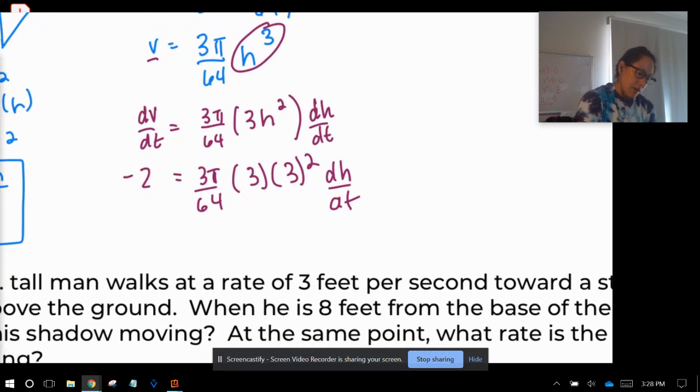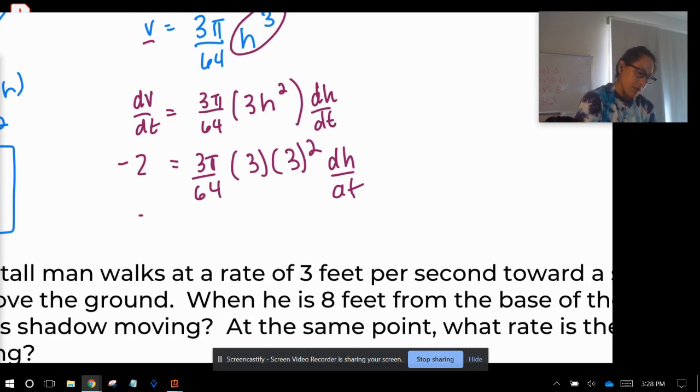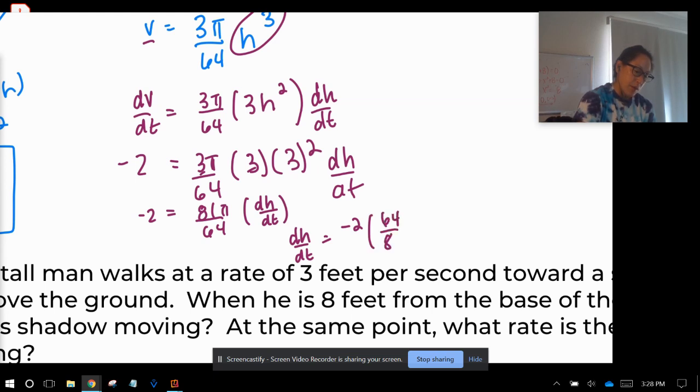All right, when I solve, I get negative 2 is equal to, let's see, 3 times 3 times 3 times 3 is 81 pi over 64 times dh/dt. So I get dh/dt is equal to negative 2 times 64 over 81 pi. Whew. Which is equal to, let's get ourselves a calculator, 2 times 64 over 81 over pi.